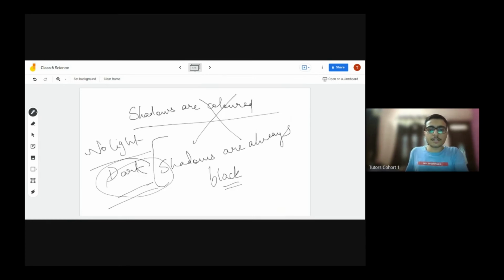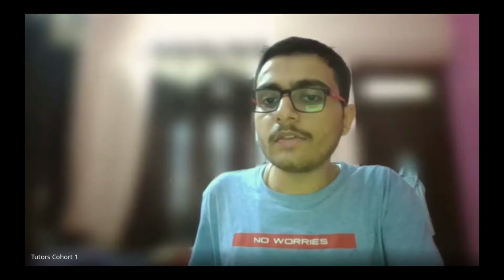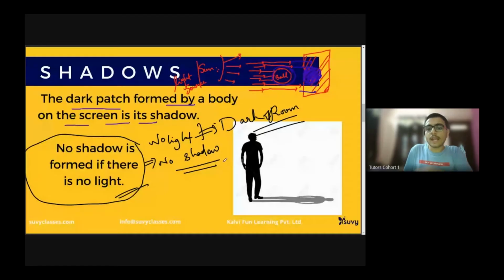Okay, so now let's get back to the slides. Okay, so the slides are here. We just now discussed the concepts of shadows. Shadows are always black, and they are formed when light rays cannot pass through.